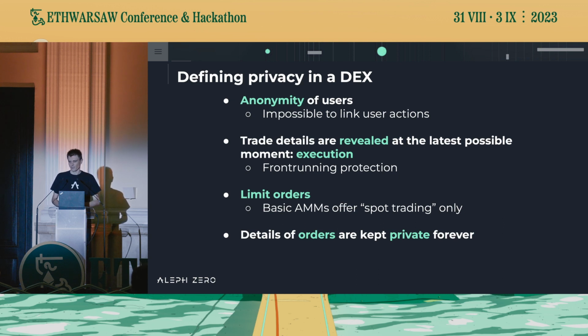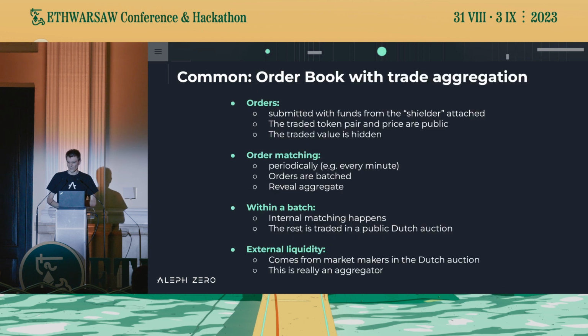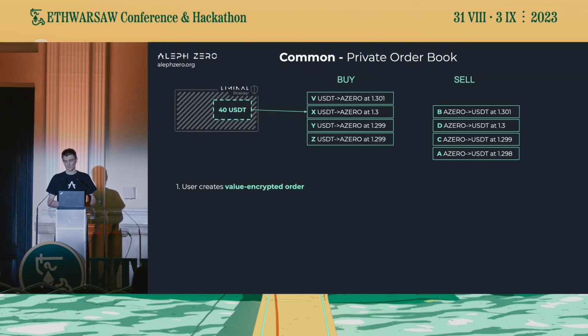And well, here is what we are working on in Aleph Zero. We work on Common, which is an order book which has privacy. So I guess I'm running out of time, so I will not really read out this slide. I will just go to the example, which explains it quite well, I think.